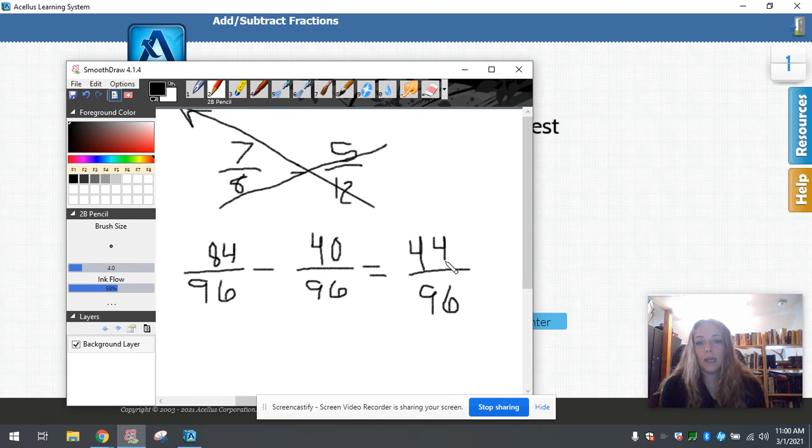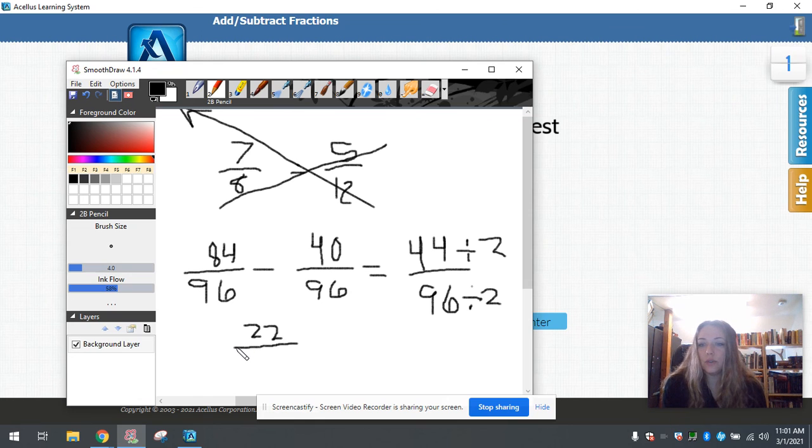The way I do that in my head is I can do the ones place first. 4 minus 0 would be 4, and then go to the tens place. 8 minus 4 would be 4 for the tens place, so I'd get 44. They are both even, so I'm going to reduce. I'm going to divide both the numerator and the denominator by 2. 44 divided by 2 is 22.